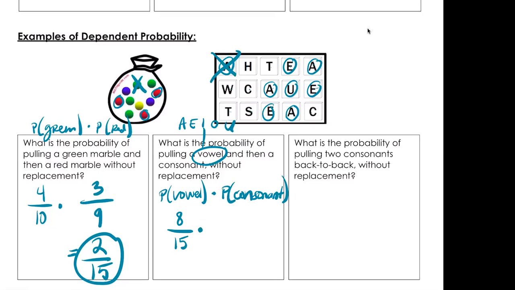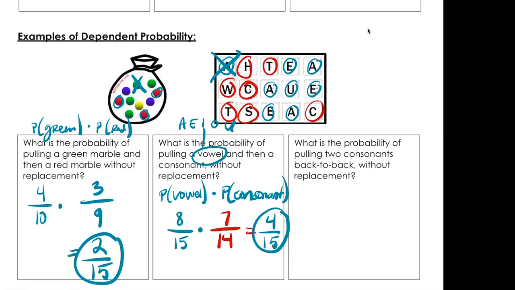How many consonants are there? How many non-vowels? Consonants are letters that are not vowels. We got 7. There are 7 consonants out of how many tiles are in there now? There was 15, but we took 1 out. So there is 14 left. So 8 over 15 times 7 over 14. My final answer for this is going to be 4 out of 15. The probability of me pulling a vowel and then pulling a consonant back to back is 4 out of 15.